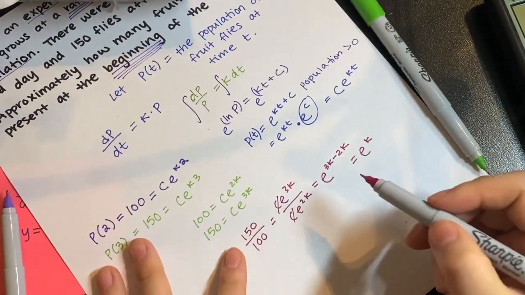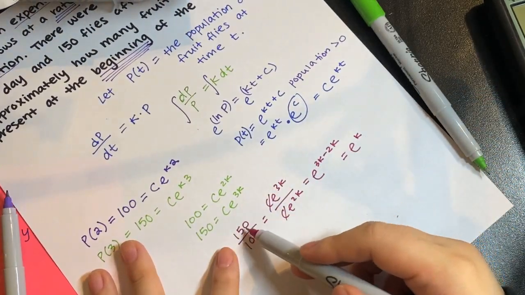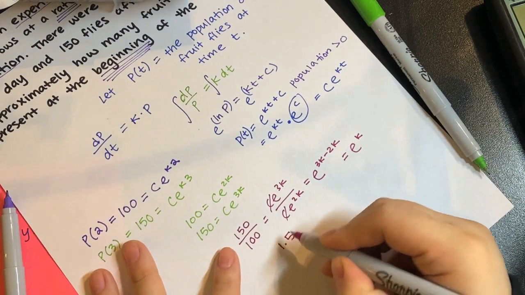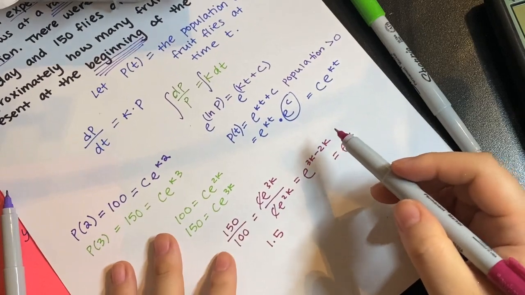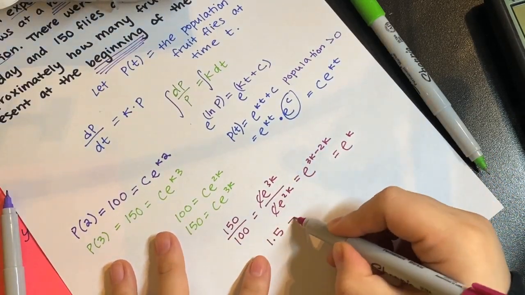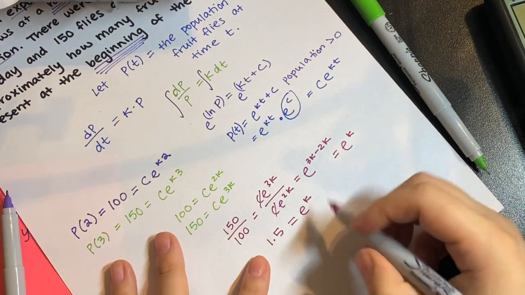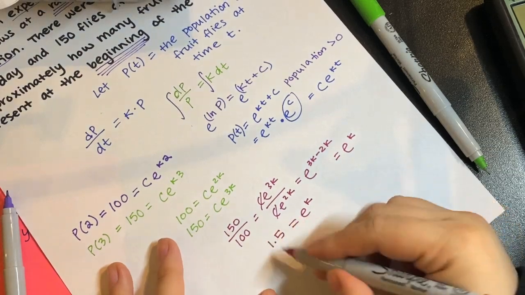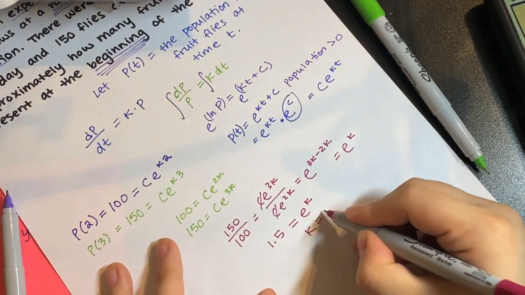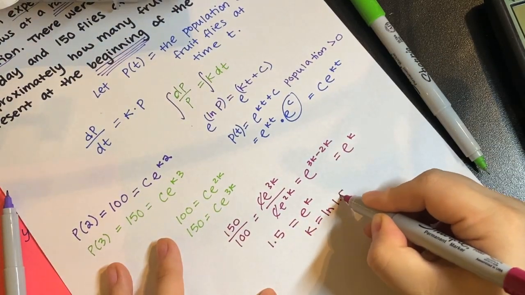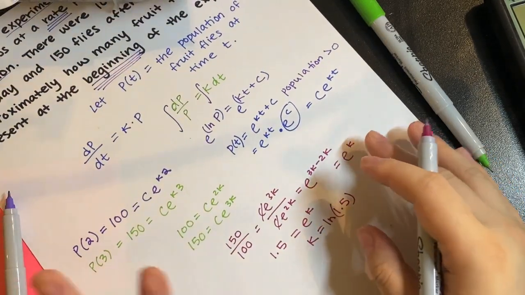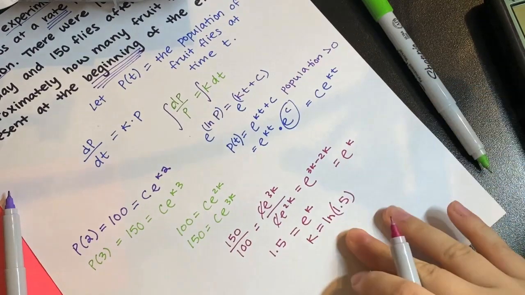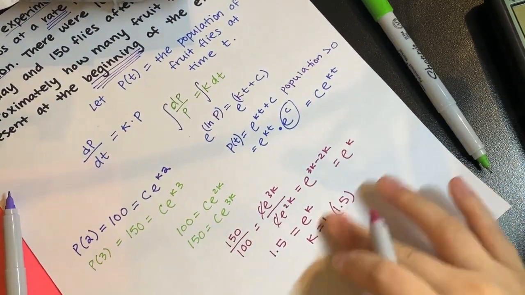So that means 150 divided by 100 is going to be 1.5. Just move the decimal over. Don't get too dependent on your calculator there. So it's 1.5 equals e to the k, which means that I can take the natural log on both sides and get that k equals natural log of 1.5. Natural log, again, being log base e, right? So here we can type this into our scientific calculator and get a value.